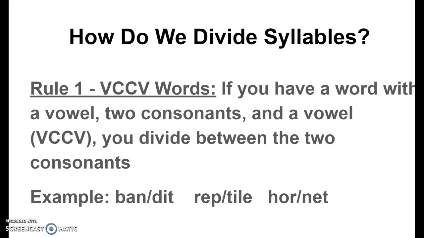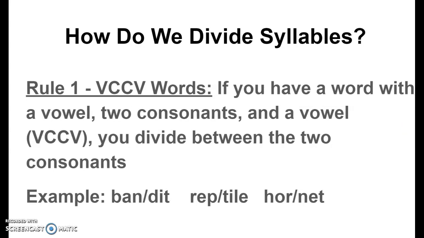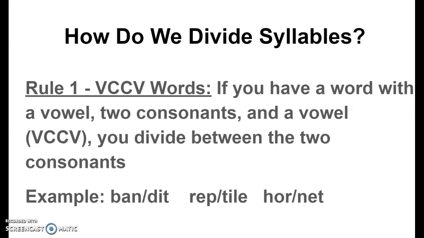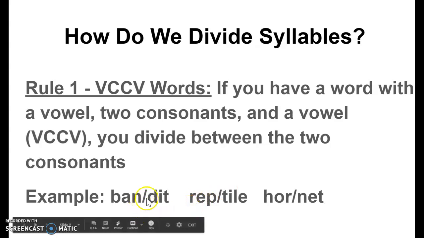So when we want to divide a word into syllables, the first rule is if it is a word with a vowel, two consonants and a vowel, or VCCV, you divide between the two consonants. So here's an example: bandit. I'm going to divide between the N and the D. Reptile. I'm going to divide between the P and the T. Hornet. I'm going to divide between the R and the N.